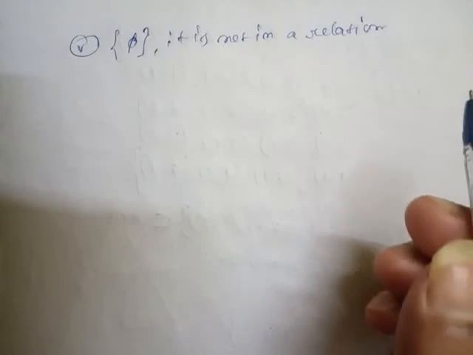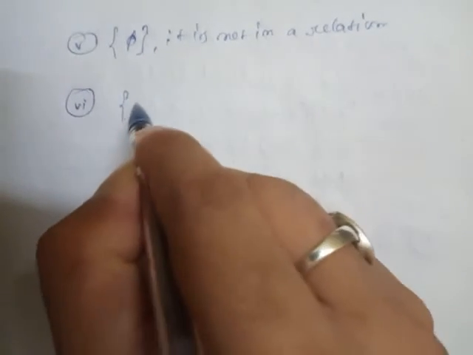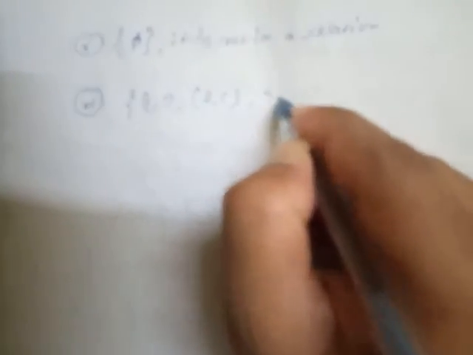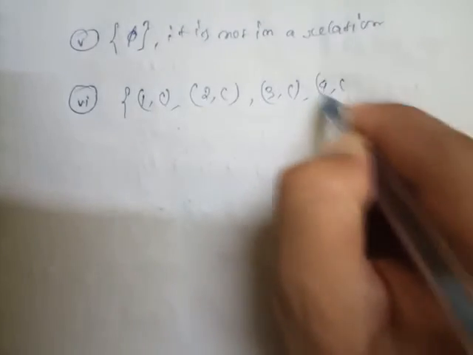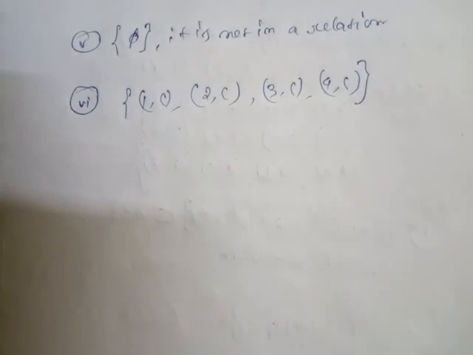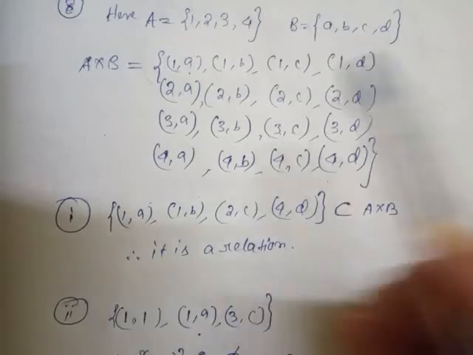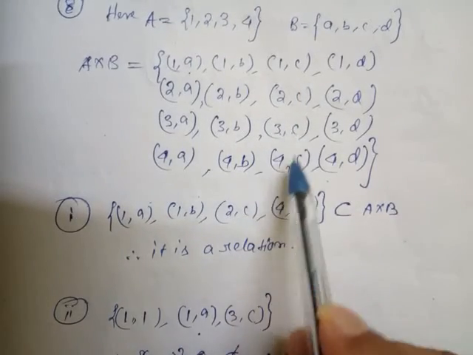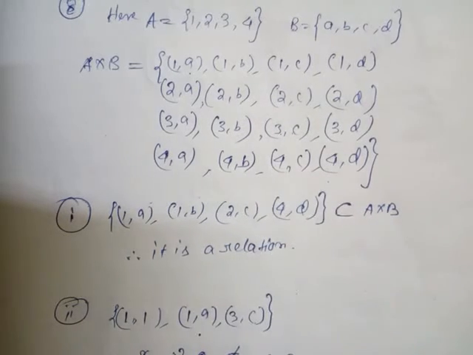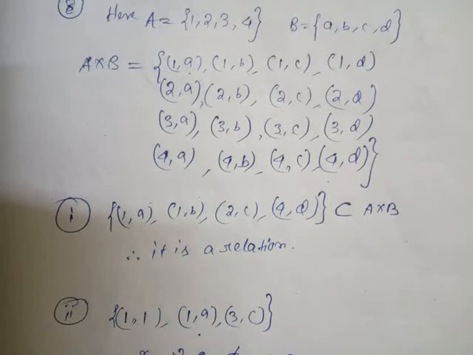Now next one is Roman 6. Let's have a look how to solve this one, Roman 6. Look here, in Roman 6 the question is given here: (1, c), then (2, c), then (3, c), then (4, c). Yes, obviously all these elements are in A product B. Look now, (1, c), (2, c), (3, c), (4, c), all these elements are in A product B. So obviously the last one, Roman 6, is in the relation.